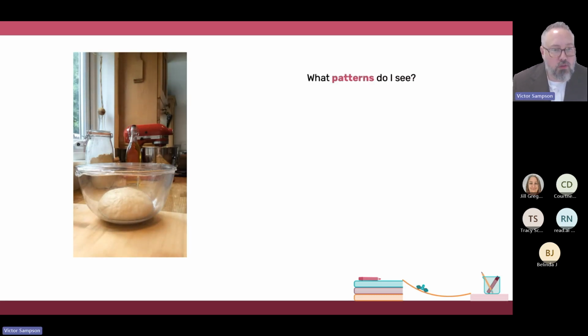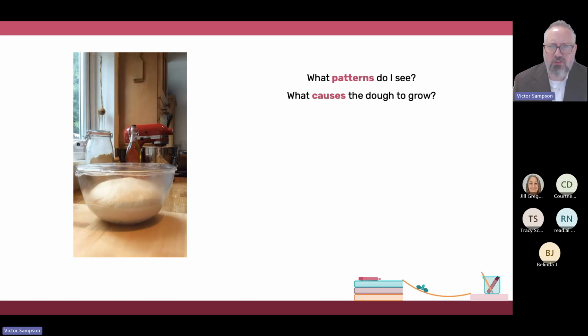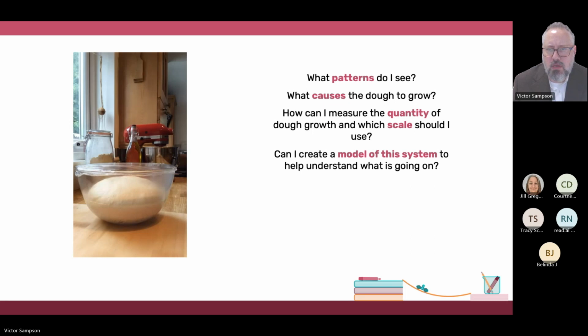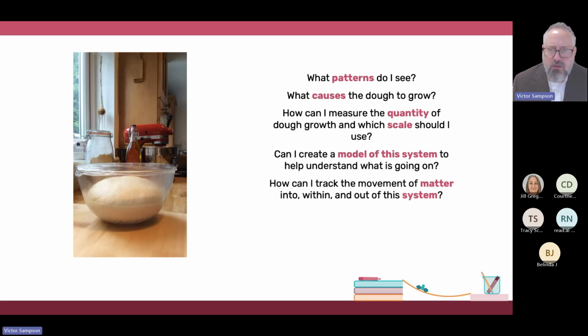So when you watch this on the left, you start seeing the ball of dough increase in size, right? So what patterns do I see? I see it slowly decreasing and then more rapidly. Well, why is that? What causes it to grow? Can I measure, what should I do to measure the quantity of dough growth? Which scale should I use for that? Can I create a model of the system to help me understand what's going on?